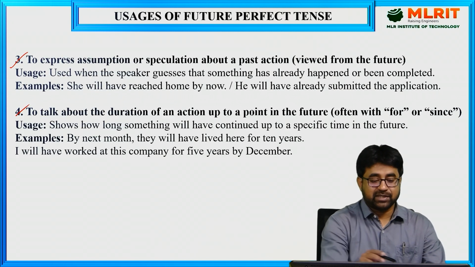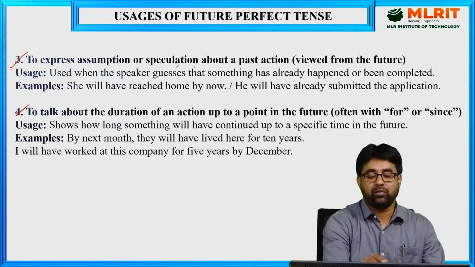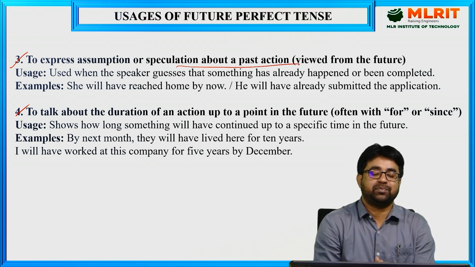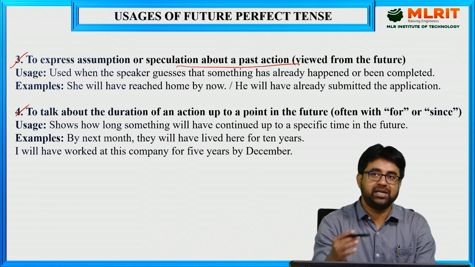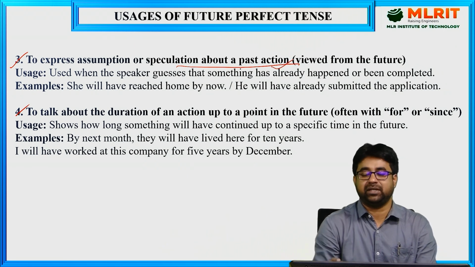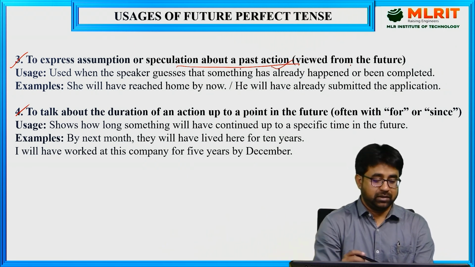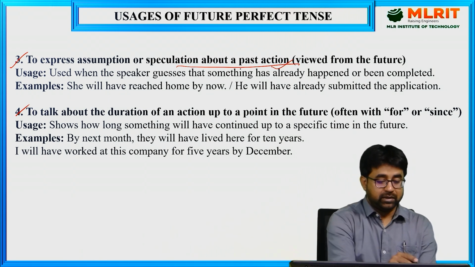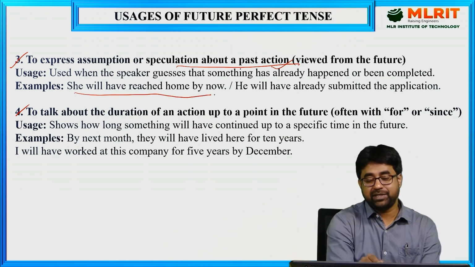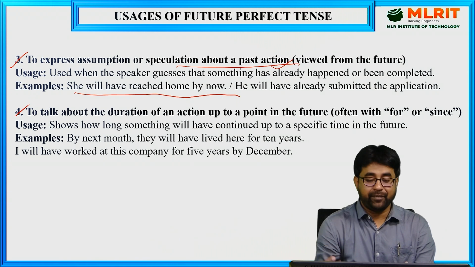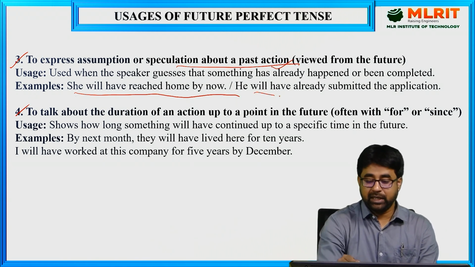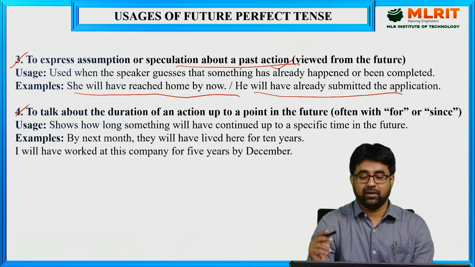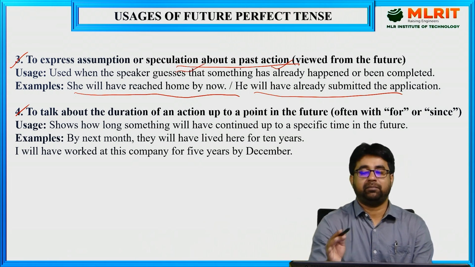Sorry. To express assumptions or speculation about a past action. So if we want to express our assumptions or speculation about a past action, viewed from the future, I'm talking about it from the future. See, she will have reached home by now. She will have reached home by now. He will have already submitted the application. So I'm talking about an assumption or a speculation about a past action.